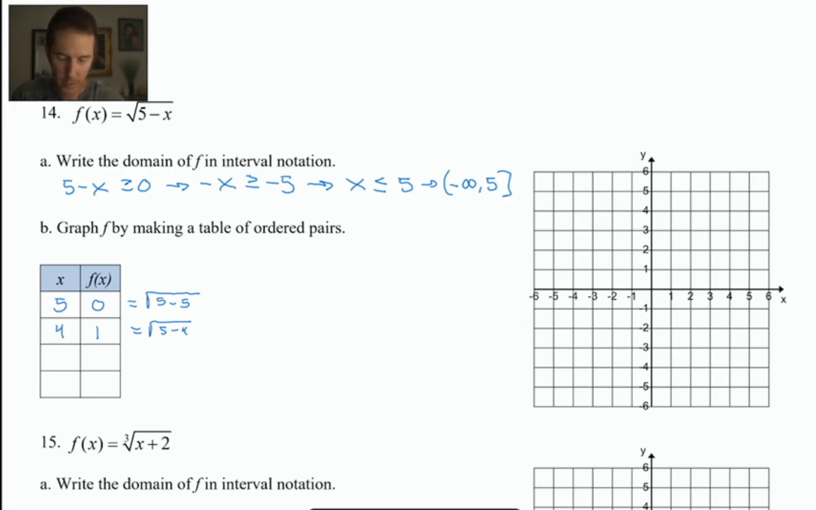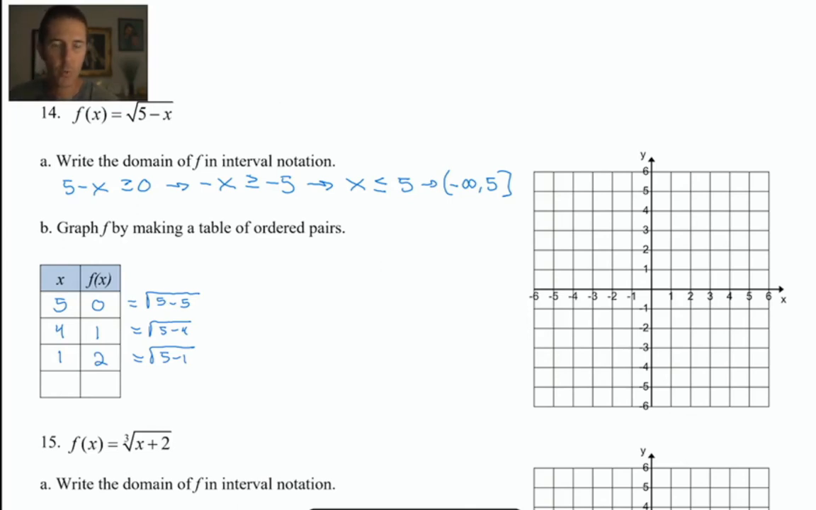What about plugging in an x value of, we didn't like 3, how about 2? Well, then we have to take the square root of 3. I don't love that. What if we plug in an x value of 1? Oh, I like that. The square root of 5 minus 1 means we're taking the square root of 4, and I know what that is. It's 2. See where I'm going with this? Choose convenient x values. Look at these y values that I'm getting out.